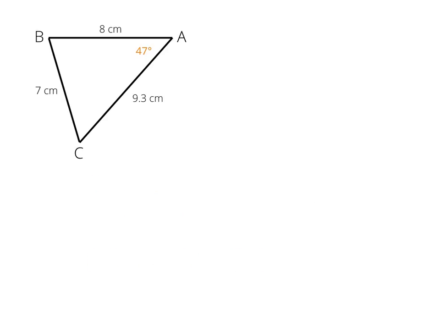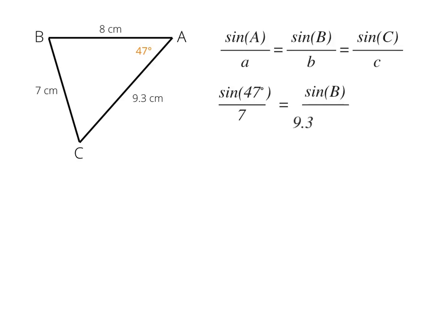But I want you to also know how to use the law of sines. And the really cool thing is that once you have used the law of cosines once, you only need to use it one time. So here is the law of sines. The sine of angle A divided by A is equal to the sine of angle B divided by its opposite side is equal to the sine of angle C divided by its opposite side. So we set up the equation accordingly and do a cross product. 9.3 times the sine of 47 degrees divided by 7 is the sine of B.